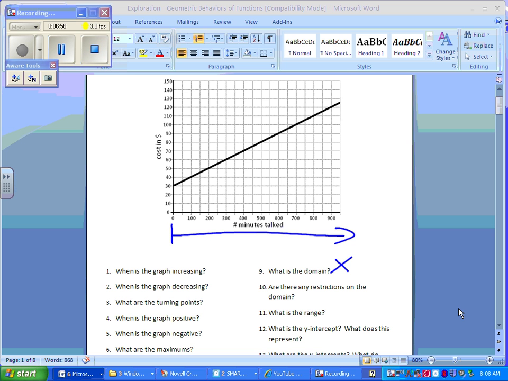x is just what we're unknown. Now, since I'm going this way, it's going to be greater than, or greater than or equal to. Remember that symbol from 8th grade? That stands for greater than or equal to. The other one's less than or equal to. So where do my x's start? Do I have any negative x's? Well, can I talk for negative minutes? No. So x is greater than or equal to 0. Any number that's greater than or equal to 0 could be my domain.